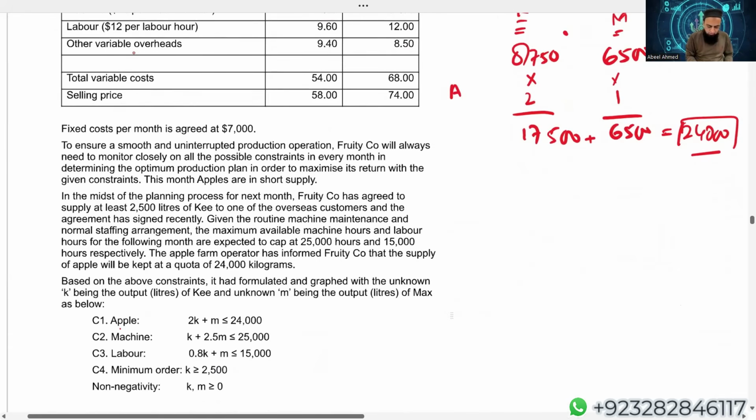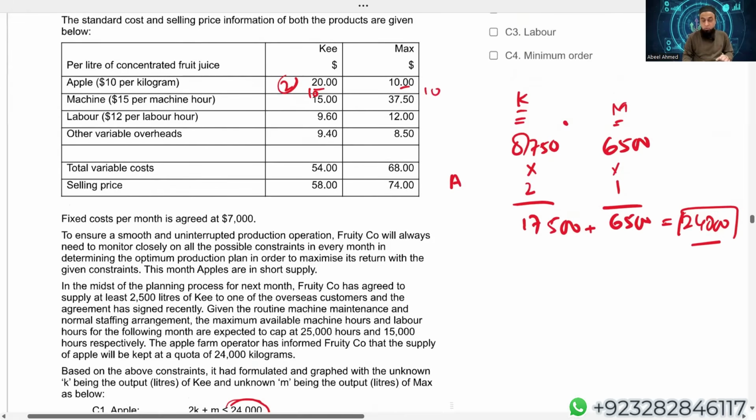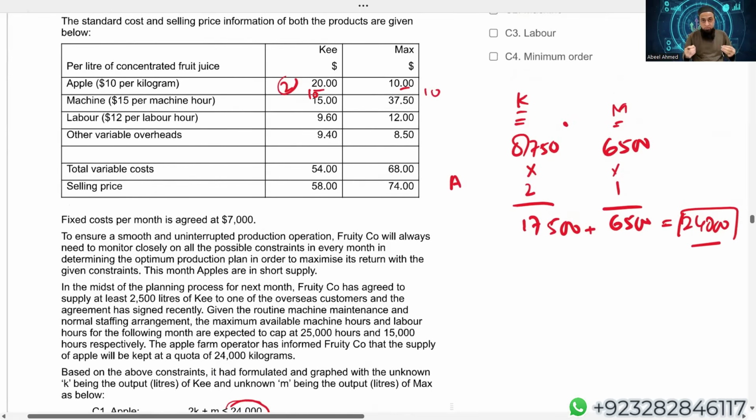If you look at Apple, 2K plus M is less than or equal to 24,000. We have 24,000 kgs and we are utilizing the entire 24,000. Which means that when it comes to Apple, we are utilizing all of the available resources in our production plan. When I'm using all of the available resources in my production plan, it means I'm facing a shadow price. My shadow price cannot be zero. At Apple, the shadow price is not zero, and we need to find out where the shadow price is zero. Why? Because in the production plan which we have chosen, we are utilizing all the available apples.